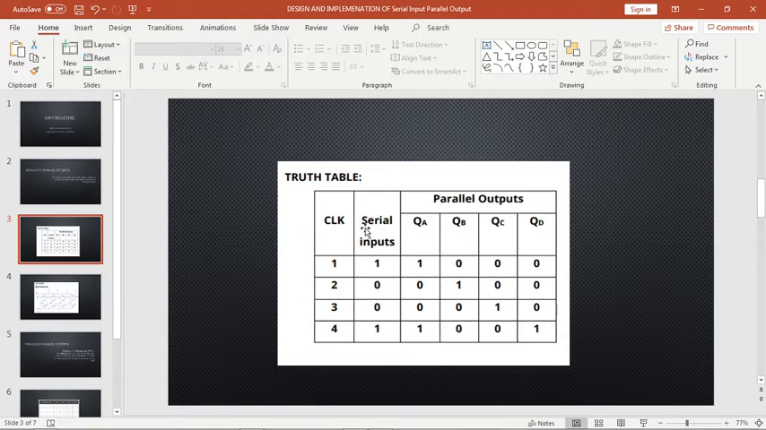This is the truth table. During the first clock pulse, the output is drawn from the first flip-flop, and during the second, the output is drawn from the second flip-flop, and during the third, the output is drawn from the third flip-flop, and during the fourth, the output is drawn from the fourth flip-flop. The expected output is drawn during the fourth clock pulse.